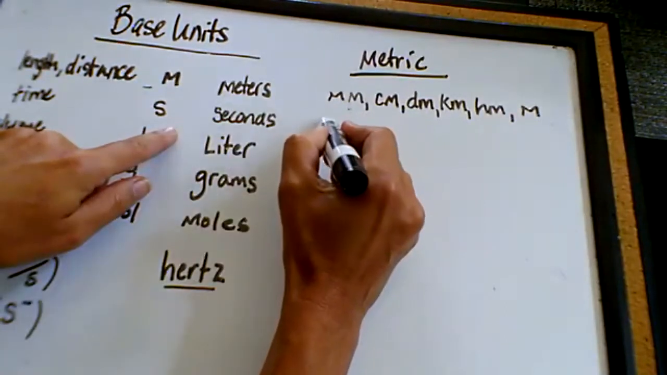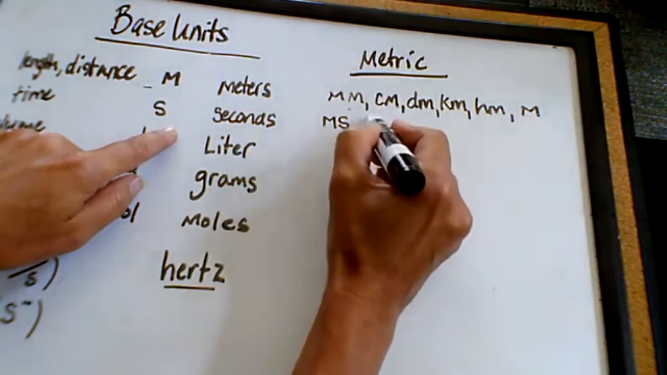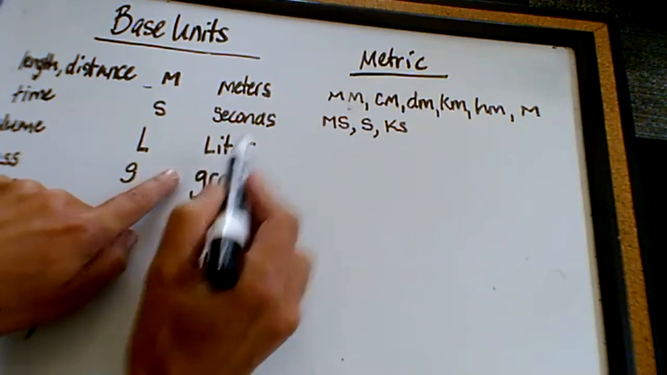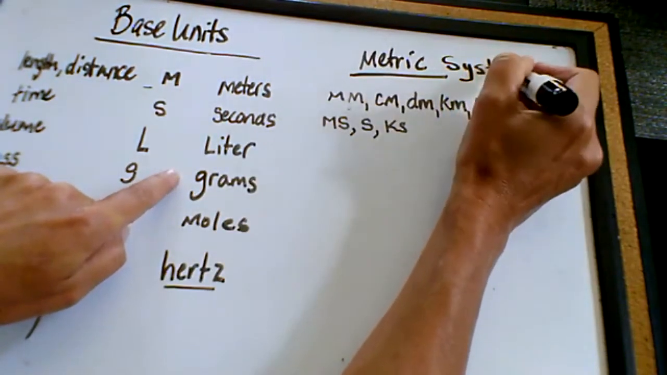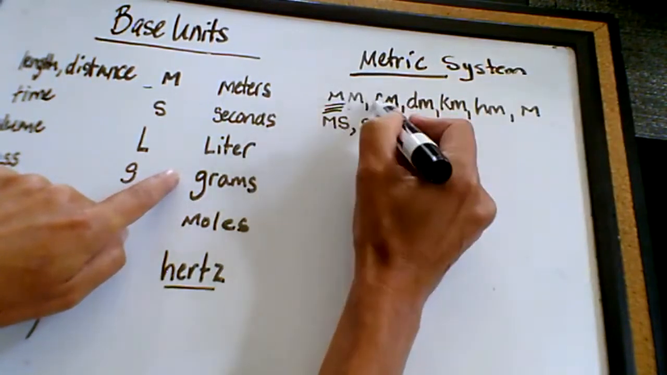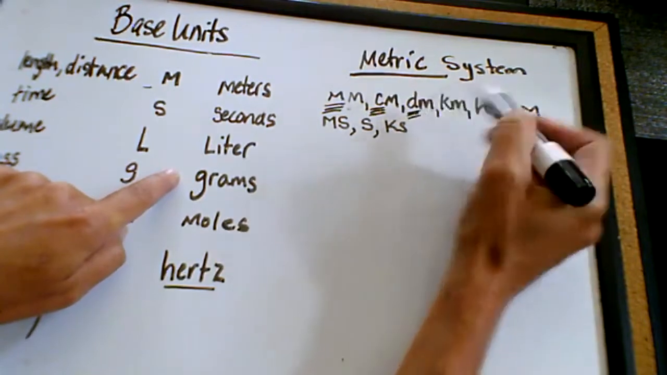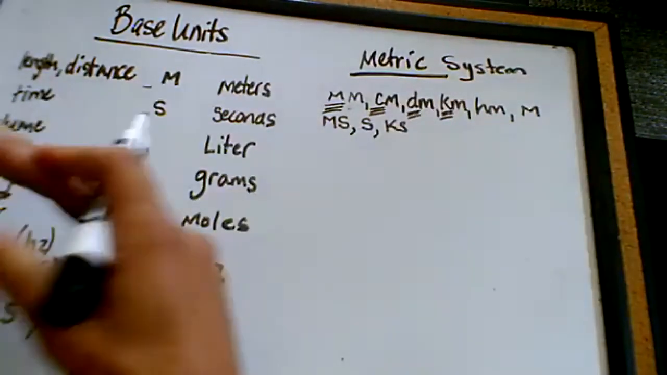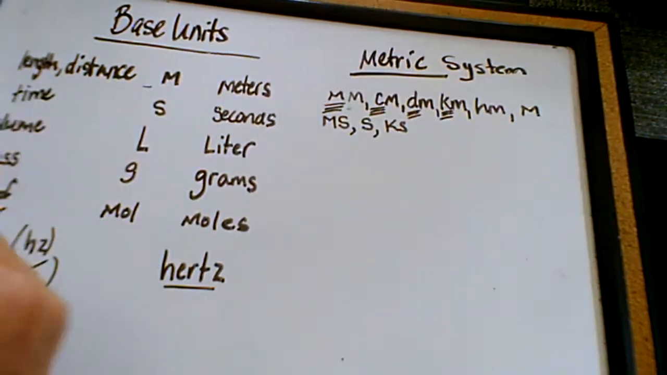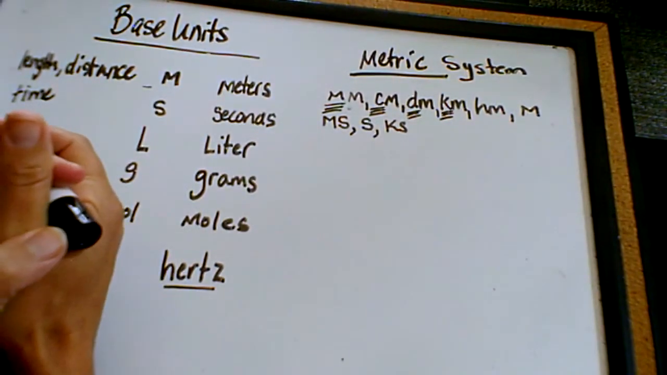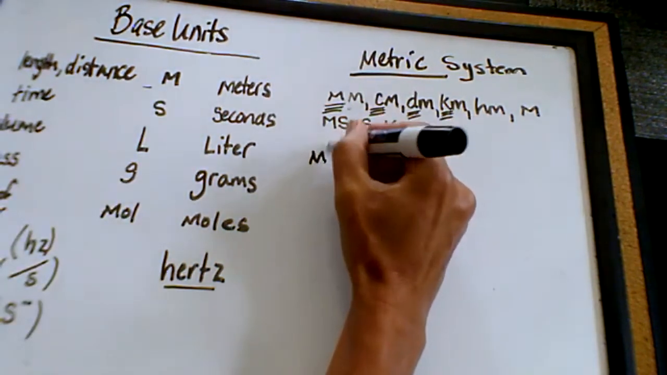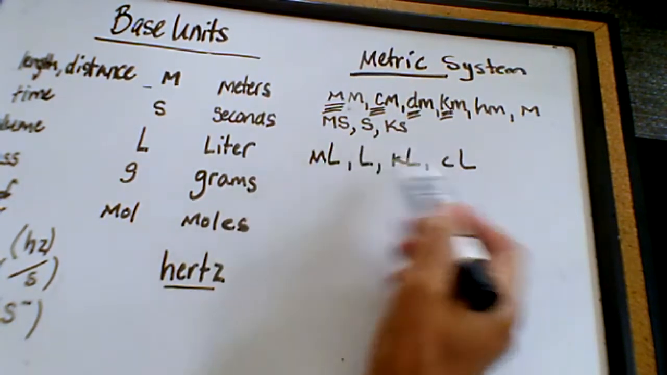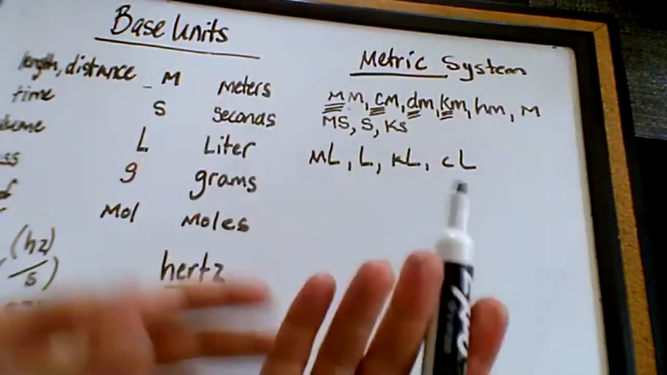Same with seconds, right? I could have milliseconds. I could have seconds. I could have kiloseconds, right? The same with my liter, right? So this is our system. It's a system. And all of these prefixes, the milli, the centi, the deci, the kilo, etc., they all relate to each other by a factor of tens. That is, by a placement of the decimal. All right? I can have milliliters, liters, kiloliters, centiliters. They all differ in terms of where that decimal is, right?